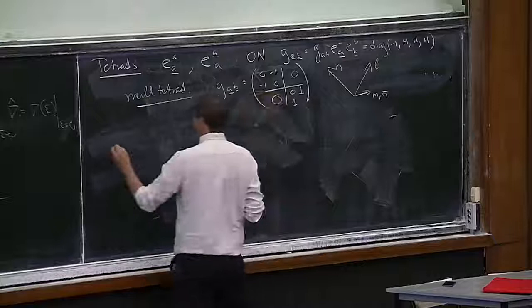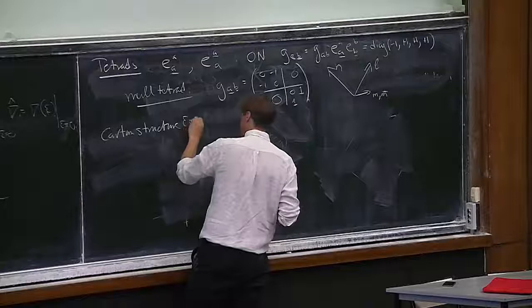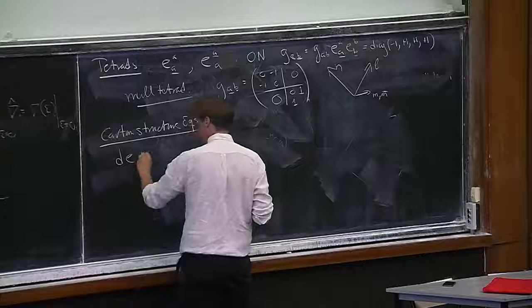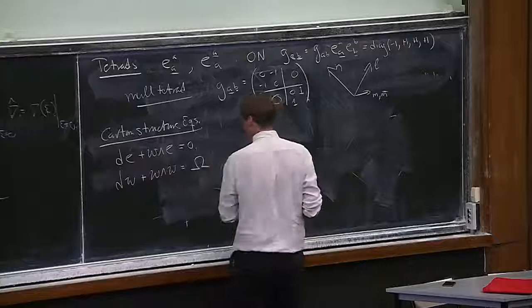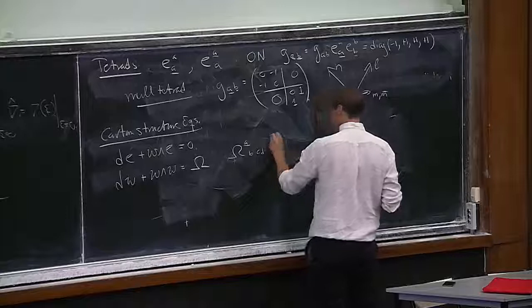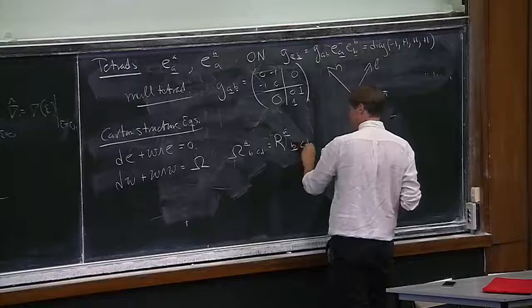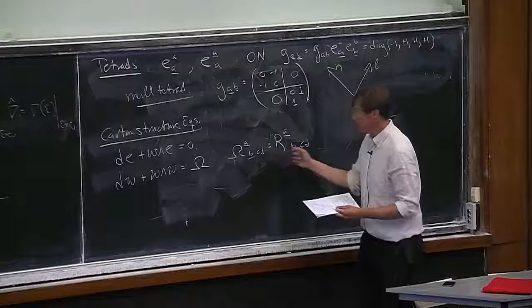And a very important fact here is that if you introduce a tetrad, then you have the Cartan structure equations. Basically, dE plus omega wedge E equals 0, and d omega plus omega wedge omega equals big omega. This omega here would be something like this. So this is a matrix of two forms, and this then just encodes the Ricci tensor.